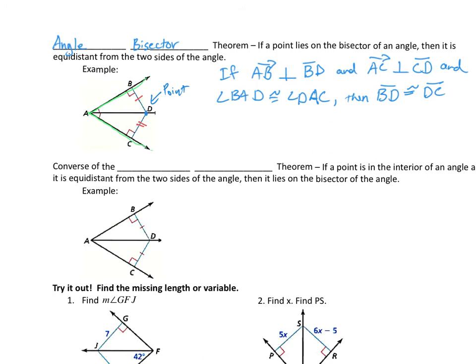So there's a lot of things that have to happen. We have to have perpendicular angles. That point has to be perpendicular to those two sides of that angle, the green angle right there. And then because of that, if it is perpendicular to both sides, then we can say that their segments BD and DC are congruent.